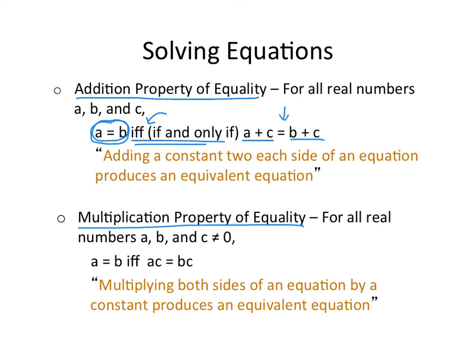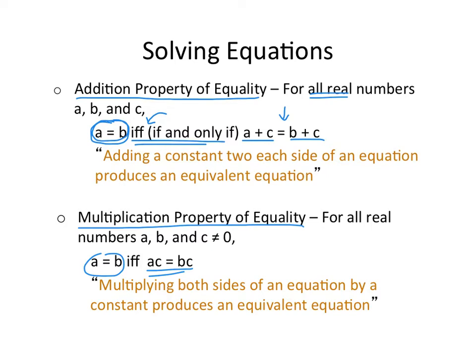Keep in mind also that we're dealing with all real numbers here, so C could be negative. Even though this is called the addition property of equality, we know subtraction is just adding a negative, so this works for adding or taking away from both sides. Similarly, the multiplication property of equality holds. A equals B if and only if AC equals BC, so that means we can multiply both sides by the same number and we get a true equation still. It still holds, okay?